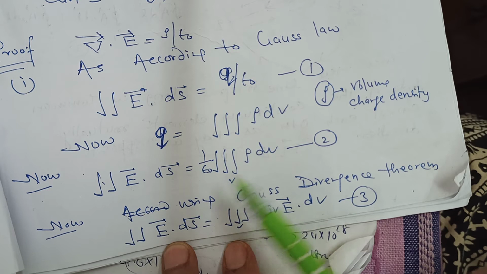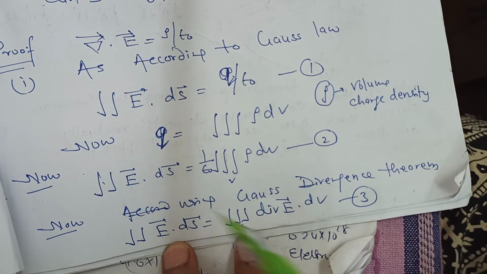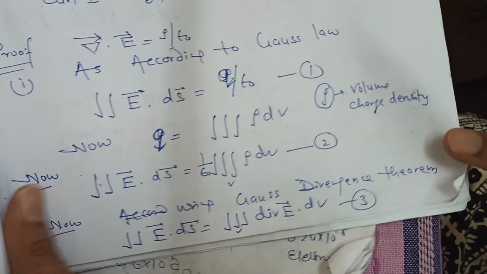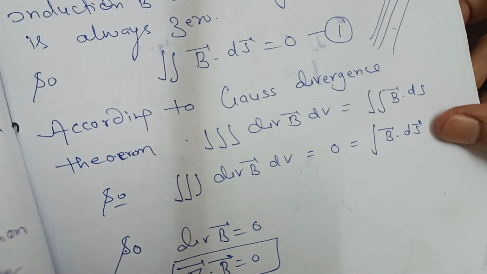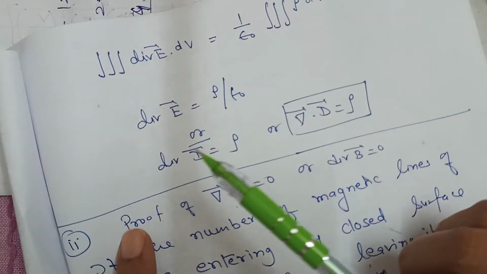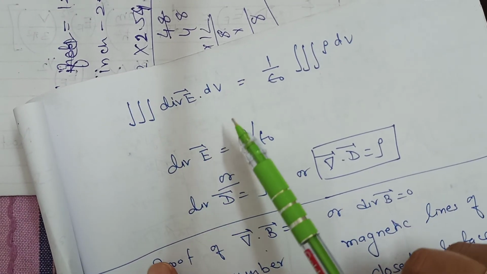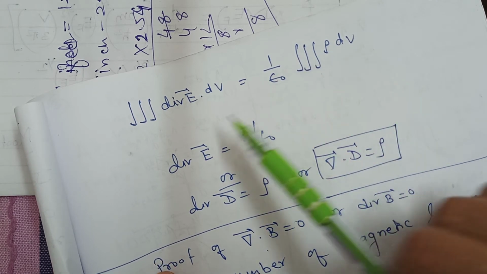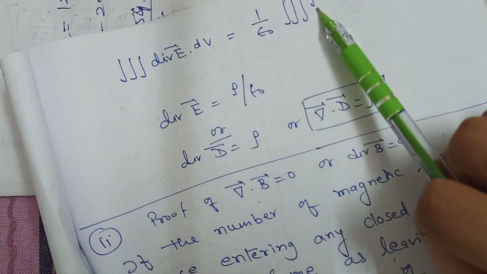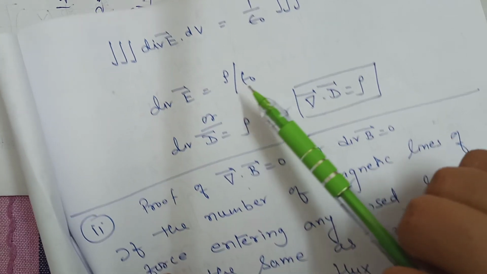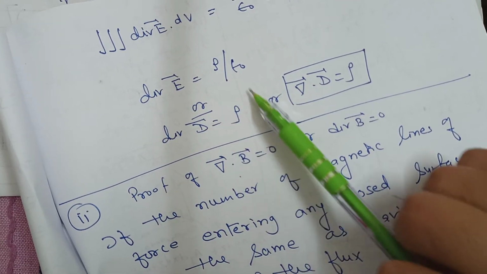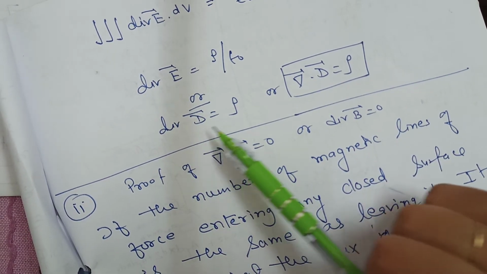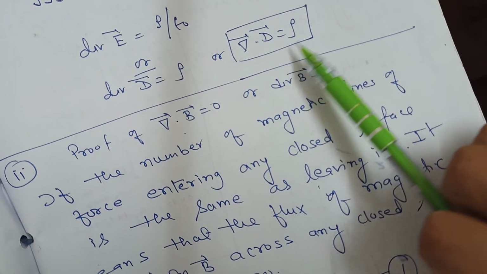So in equation 2, in place of E dot ds, we can put the triple integral of divergence of E dV. So by equations 2 and 3, we get another equation, that is the triple integral of divergence of E dV is equal to 1 by epsilon naught times the triple integral of rho dV. So here these two functions are equal, so divergence of E is equal to rho by epsilon naught, and by using the relation D is equal to epsilon naught E, we get divergence of D is equal to rho, that is del dot D is equal to rho.